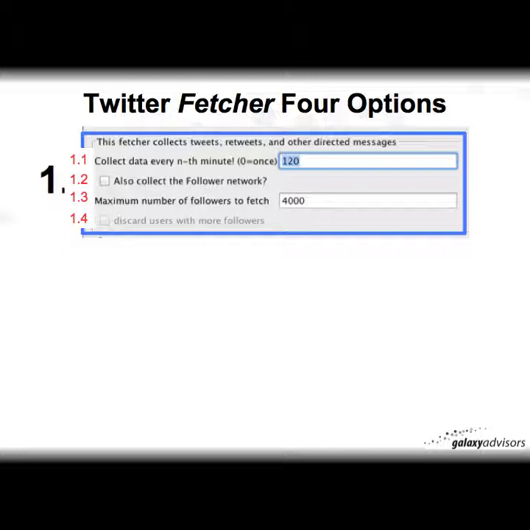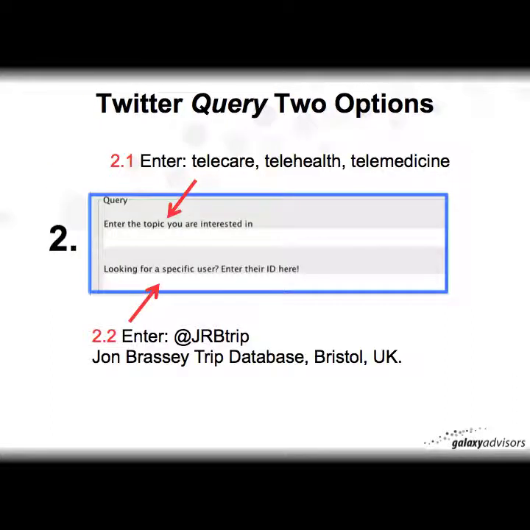So you can say, well, I'm not going to take the ones that are way up there in the tens of thousands. And so it gives you an idea of limiting the scope of the tweets and their followers in Section 1. Section 2 here of the Twitter is the query, and there's really two query options here. You can enter in the topic you're interested in, and for this example, I suggest we use telecare, telehealth, telemedicine, and these are three separate terms that it's going to create three separate data sets for.